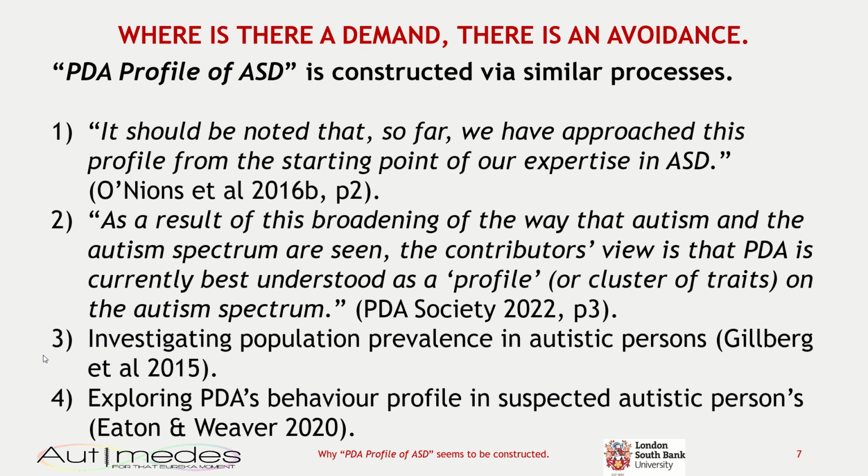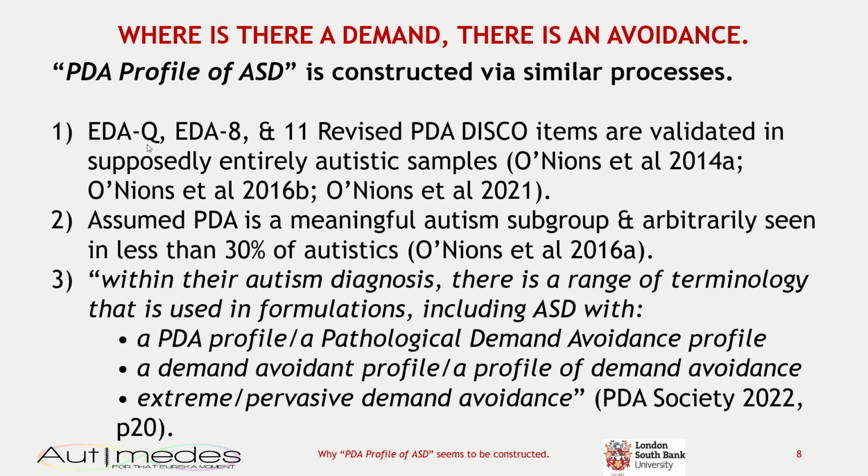So we also have examples of investigating population prevalence in autistic persons, exploring PDA behaviour profiles in suspected autistic persons. That's a clinical sample from a private clinic. And also attempting to initially validate screening and diagnostic tools for PDA. So that's the Extreme Demand Avoidance Questionnaire, the Extreme Demand Avoidance Questionnaire 8, and the 11 revised PDA DISCO items. The DISCO is the semi-structured interview designed to assess and attribute autism by the National Autistic Society.